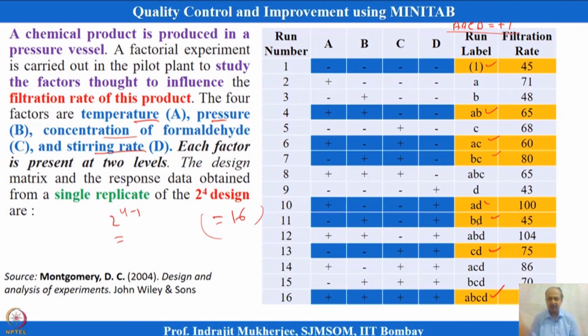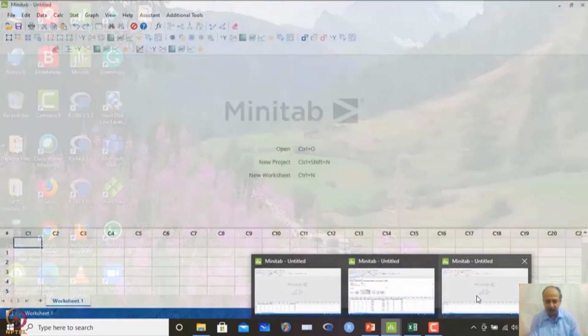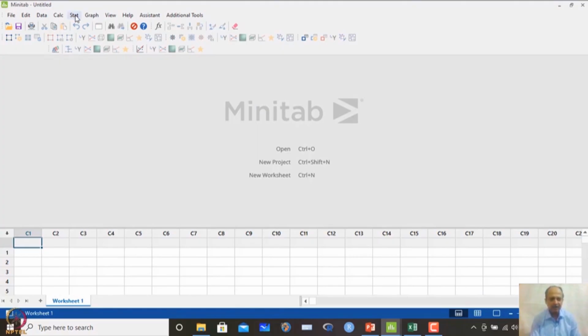So, how do you run the trials? MINITAB will do it automatically for you; you do not have to multiply anything. So, this is the experimental run where I want to see which factors affect the filter rate, which is Y over here, and we want to analyze that. So, let us see that in the experimental design. I have to create a fractional factorial design.